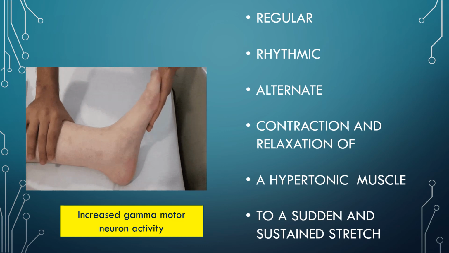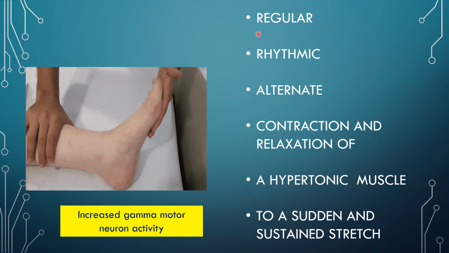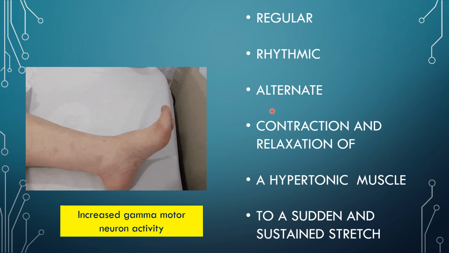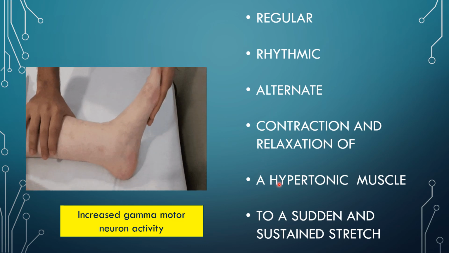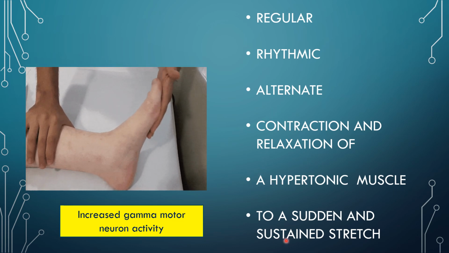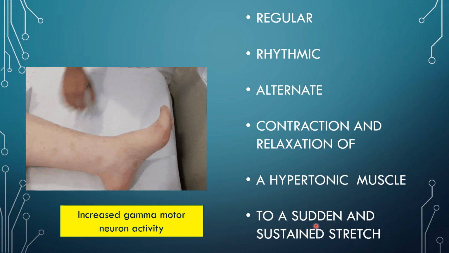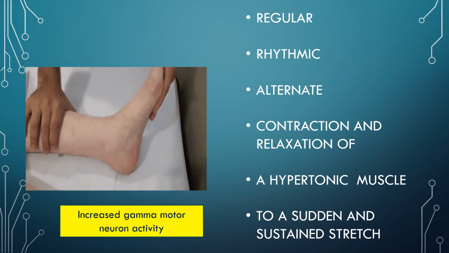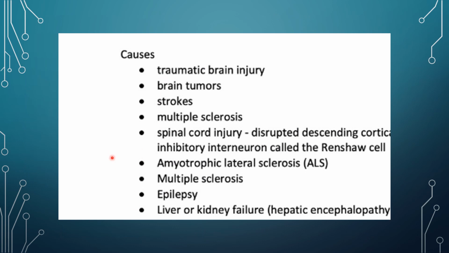Now we know that clonus is regular, rhythmic, alternate contraction and relaxation of hypertonic muscle, in response to a sudden and sustained stretch. What are the causes of clonus? In which pathological conditions can it happen? It can happen in traumatic brain injury, brain tumors, strokes, multiple sclerosis, spinal cord injury, amyotrophic lateral sclerosis, epilepsy, liver or kidney failure.